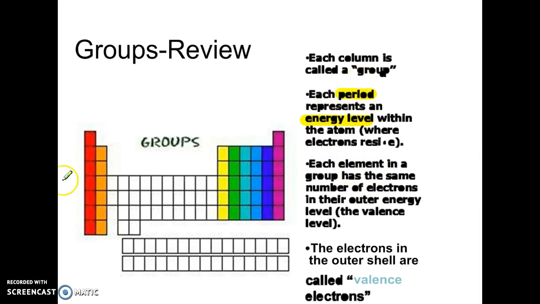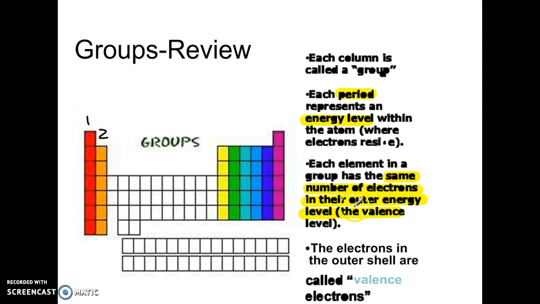Not only do you have to know what the period is, but you have to know that it equates to the energy level. So all the elements in period 1, hydrogen and helium, are the only ones that have 1 energy level. All these will have 2 energy levels, all these will have 3, all these will have 4, 5, etc. And then each element in a group has the same number of electrons in their outer energy level. In the other notes, I talked about how they have common characteristics, just like a family. So these all have 1, these all have 2.